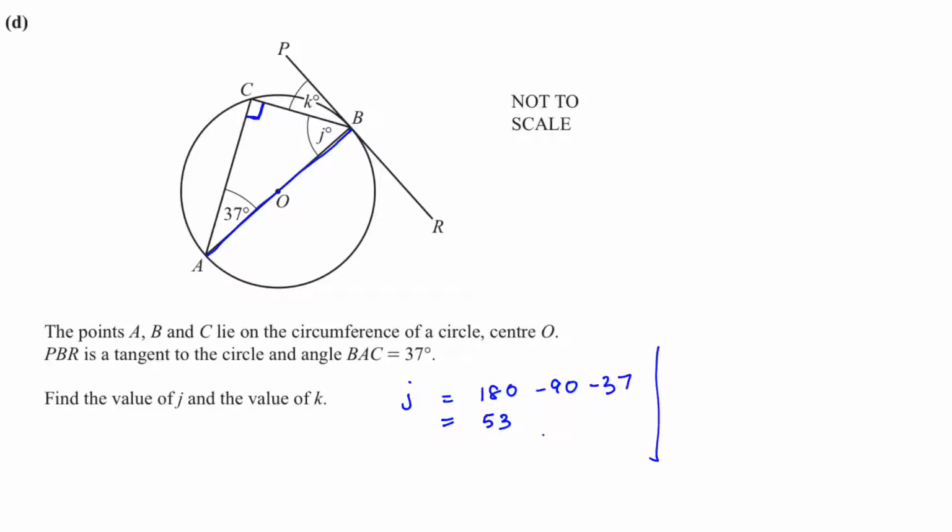To find K, we can see that this is a tangent. They've already told us this is a tangent. If there's a radius and a tangent, that angle is 90 degrees. So if J is 53, K will be 90 minus 53, which is 37. We got both our J and K.